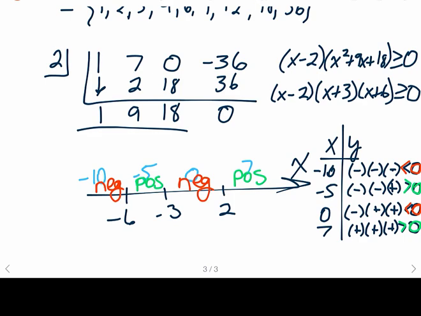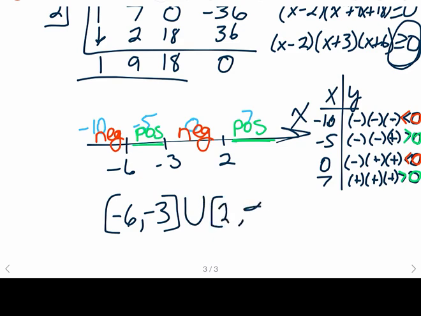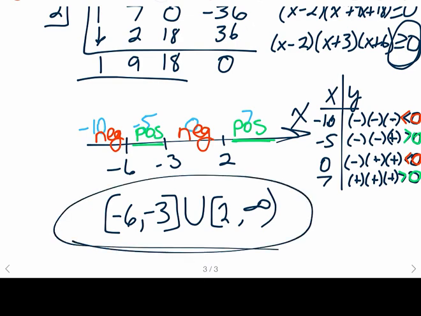Because the original inequality was greater than or equal to 0, I'm after the intervals that are positive, but I want to include the endpoints where possible. So the solution to this inequality is going to be square bracket -6 comma -3, square bracket at -3, union, because they're two distinct intervals, square bracket 2 comma infinity. Infinity always gives a parenthesis, and there it is.